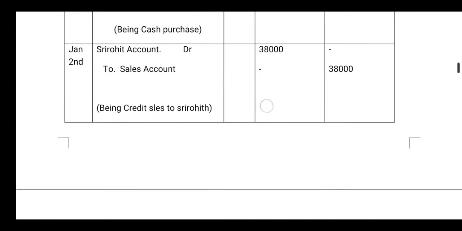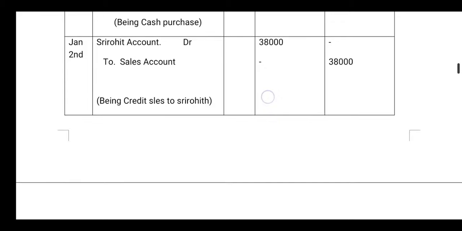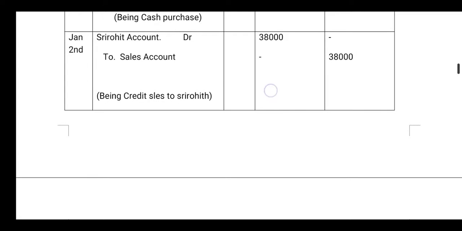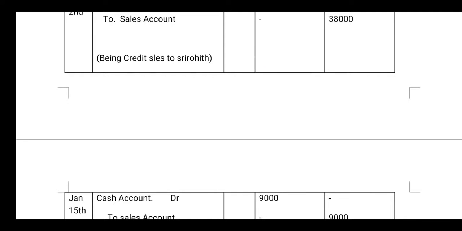Now we are going to another transaction. It is on Jan 2nd, goods sold to Sri Rohit. Here it is clearly a credit transaction. Now we apply. Here the receiver is Sri Rohit, that's why the receiver is debit. Then goods are going out of the business, that's why sales account is credit. Being the credit sale to Sri Rohit.